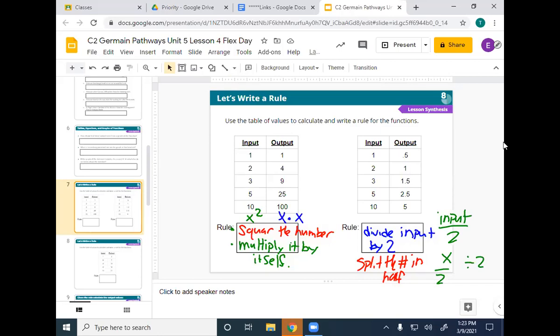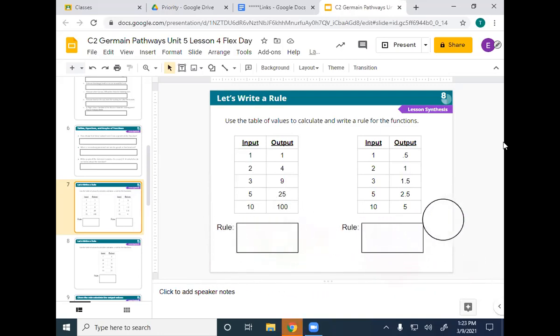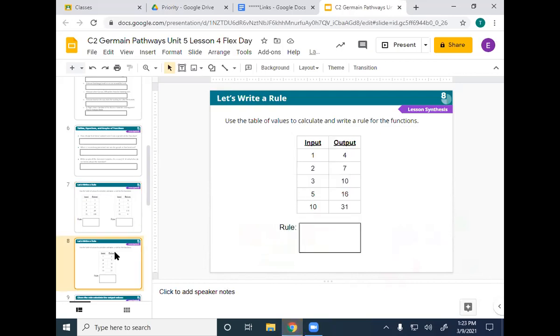Okay. Now, let's move forward to that trickier two-step problem. Slide number 8. We have some input values. We have some output values. We had to look at this and we had to think. Leah, what were you thinking when you looked at this one here? Did you notice anything at all?